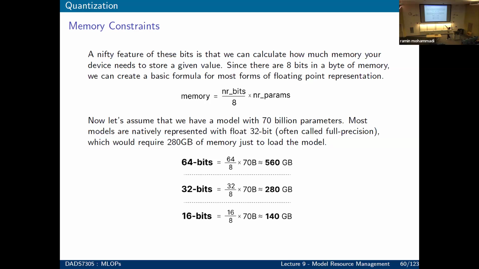If you go to 32 bit, you need 280 gigabytes of memory. If you go to 16 bit, you need 140 gigabytes of memory. That gives you some sense, when you try to figure out which model to use and which GPUs you have access to. You can simply figure it out by looking at how many parameters it has and what it's stored in: can I run it or not? Can I use my GPU for it or not?